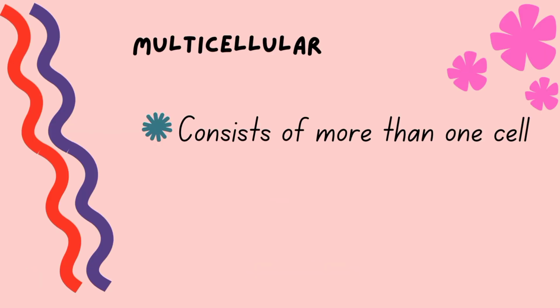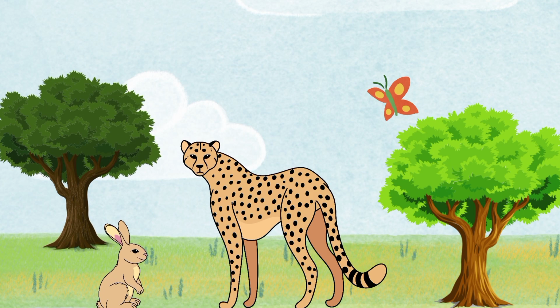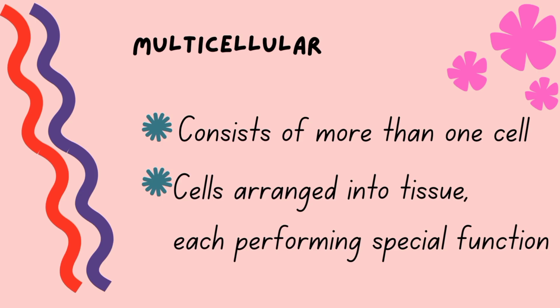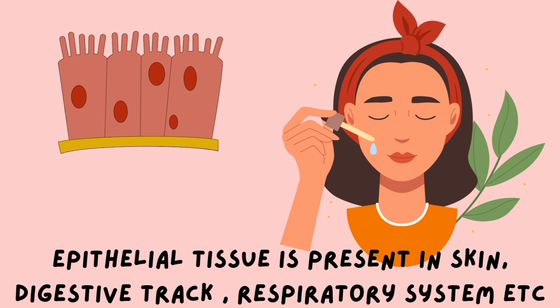Multicellular organisms are made up of more than one cell. The plants and the animals we see around us are multicellular. In multicellular organisms, the cells are arranged in groups called tissues, which perform a specialized function. For example, muscle tissues help in movement. Epithelial tissue forms the protective barrier.